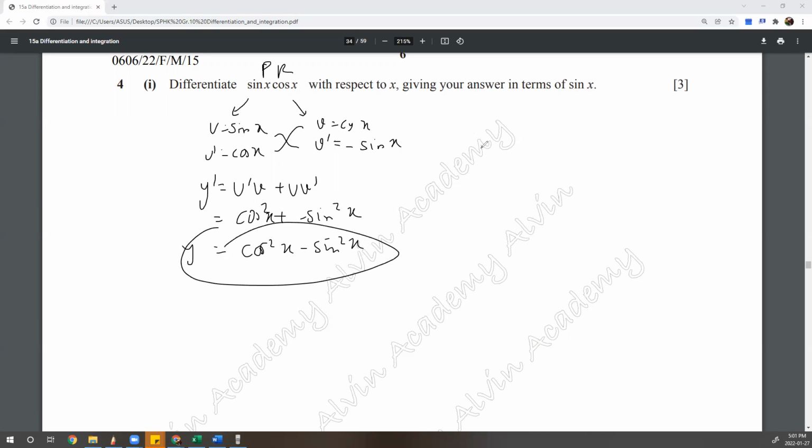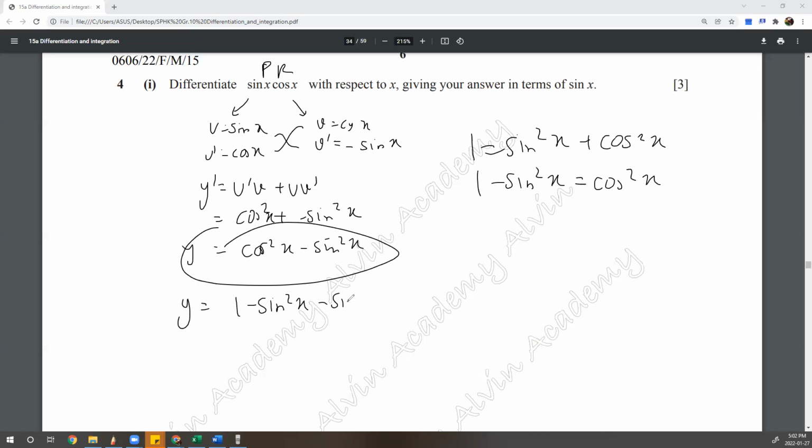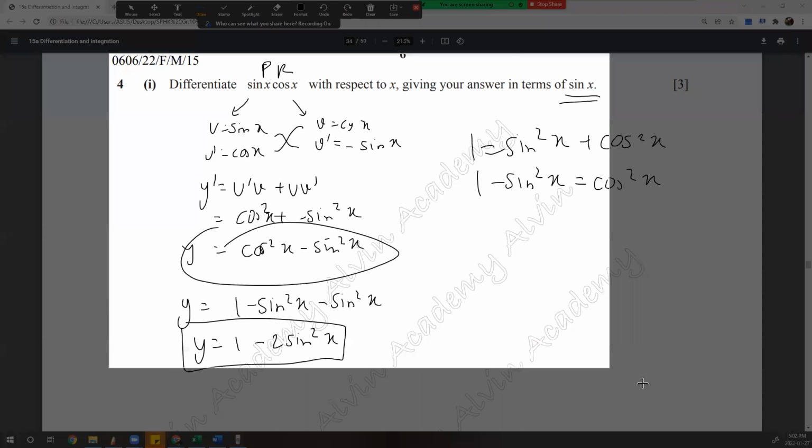Remember the rule: 1 equals sine squared x plus cos squared x, but I don't think you need to do that. Oh, in terms of sine x, oh my goodness, you have to do that. So cos squared x equals 1 minus sine squared x, right? 1 minus sine squared x minus sine squared x. So y prime equals 1 minus 2 sine squared x. There you go. In terms of sine x, not cos x at all.